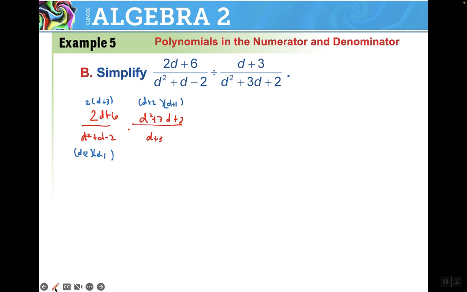So now I can start canceling, and it looks like d plus 3 cancels, d plus 2 cancels. Now d plus 1 and d minus 1, there's nothing you can really do with that. So what's remaining is 2 times d plus 1 over d minus 1. Some books want you to rewrite the top as 2d plus 2, to put it back together, but I don't care. Either of those is correct for me.